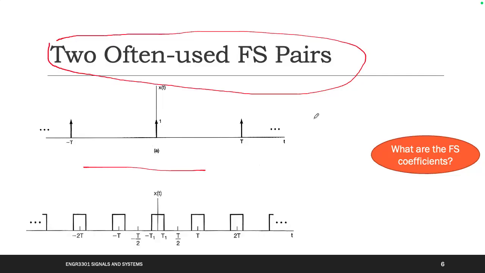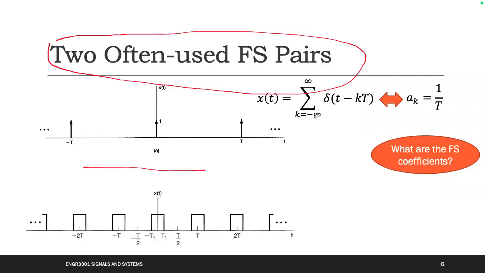And for the first signal, we know the signal can be written like this. That makes sense to you? Yeah, we talk about it a lot. And what is the Fs coefficient for that? Do you remember? Yeah, it should be 1 over t.